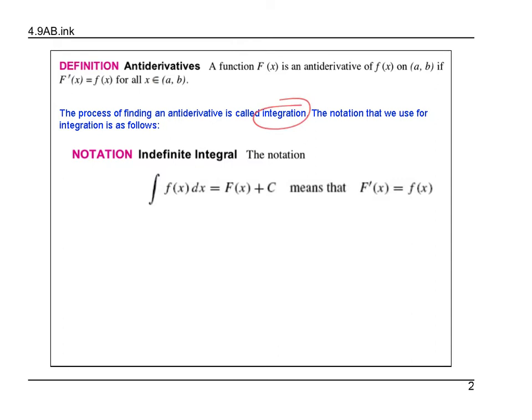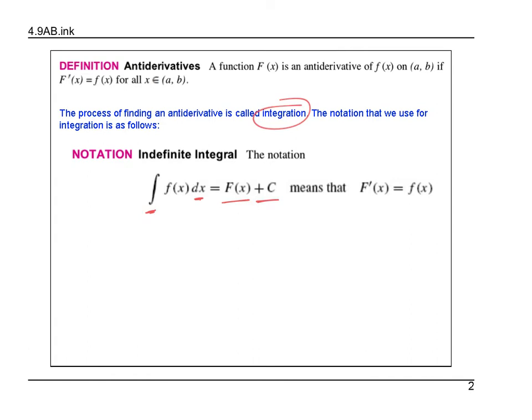The notation that we use for integration is as follows. So the indefinite integral, meaning without bounds, is the integral, this is your integral symbol, of f of x dx. The dx is there as a notation showing that we are integrating or anti-deriving a function that was previously derived with respect to x in this case. And it's going to equal capital F, or the original function, plus c.